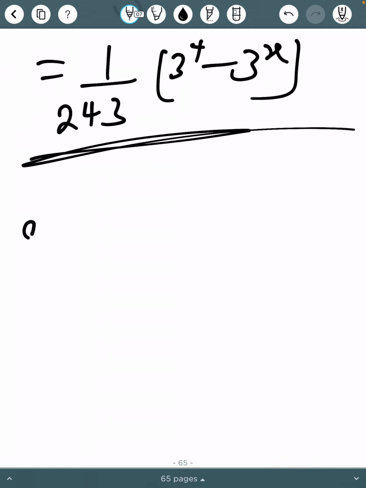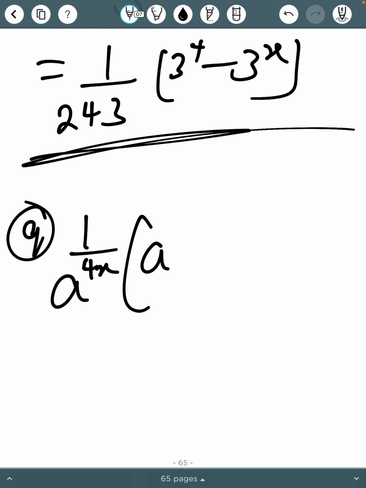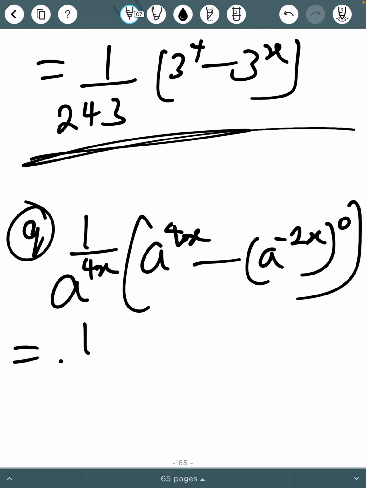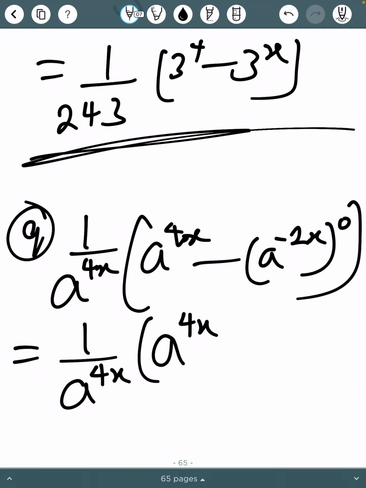So last question, question Q, will be 1 over a raised to power 4x, open bracket, a raised to power 4x minus a raised to power minus 2x, a raised to power minus 2x, raised to power 0. So this is pretty straightforward. This should just be 1 over a raised to the power 4x, open bracket, a raised to the power 4x minus 1. Anything raised to the power 0 is 1. All of this is raised to the power 0 here. So I'll just represent them with 1.